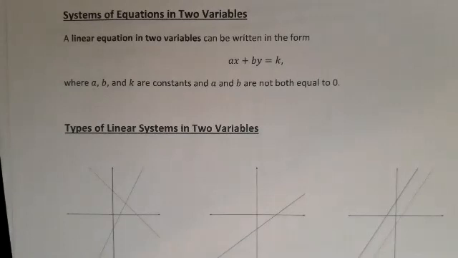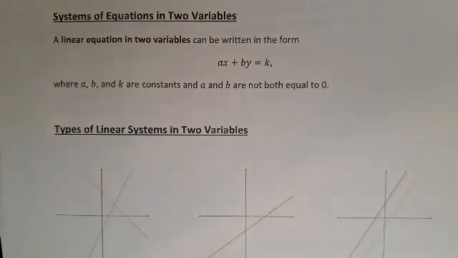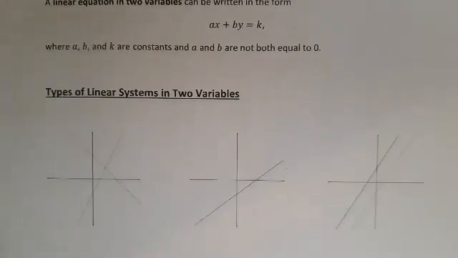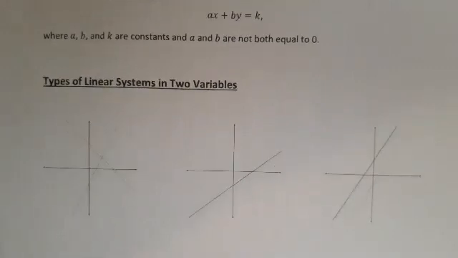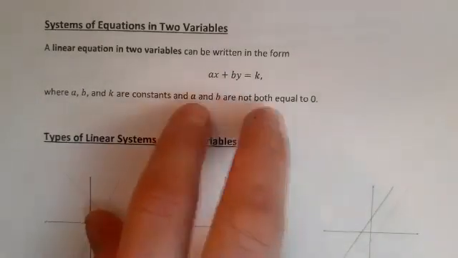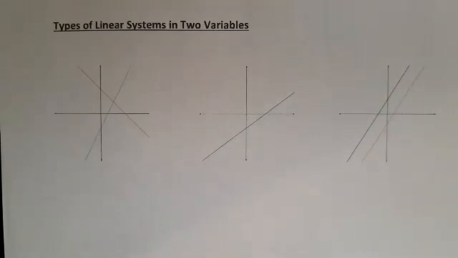Questions? Okay. A linear equation in 2 variables can be written in the form of ax plus by equals k. So we have 2 variables, and they're equal to a number. A and B are not both equal to 0, so we have to have the variables in there, basically. One or the other. And so if we want to think about linear equations, we want to think about the types of solutions that they might have.